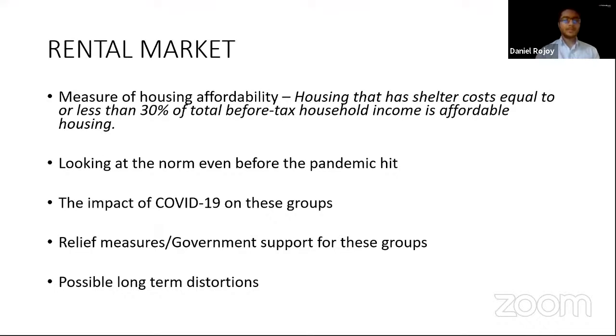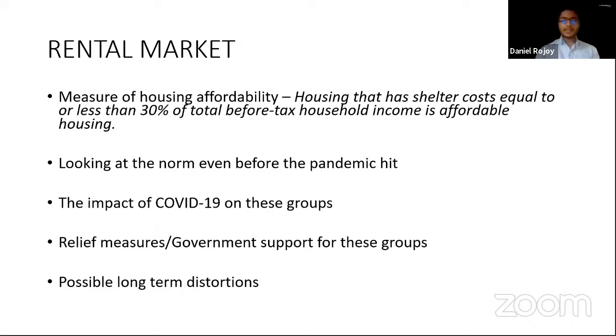So then we looked at the norm before the pandemic hit. So we know that housing affordability has been a crisis that Canada has been facing for many years. So we wanted to check what the situation was before the pandemic and try to see the groups that were mostly affected by the affordability crisis first, and then we came to the impact of COVID-19 when another crisis hit in 2020. And we wanted to see how COVID-19 further impacted these groups who were affected even before the pandemic.